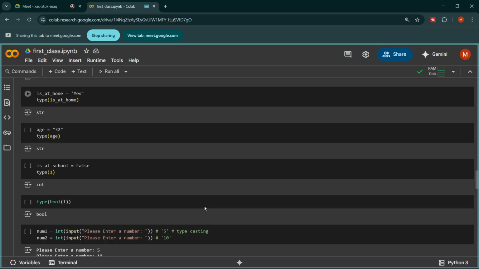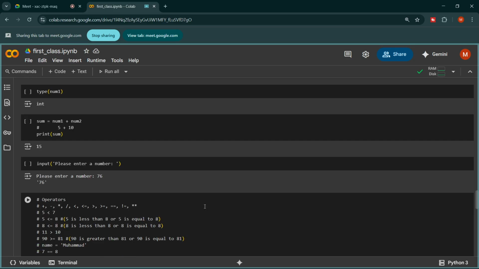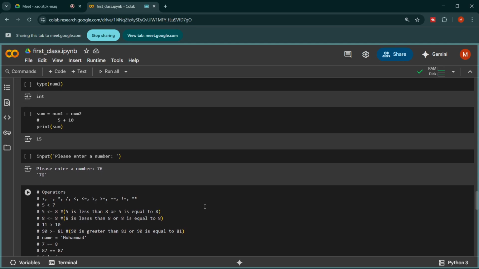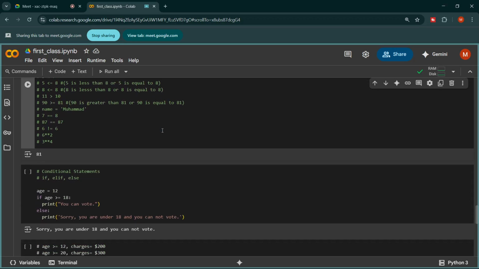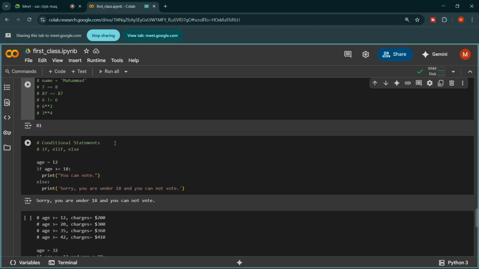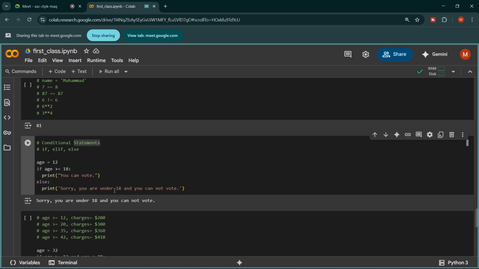So yesterday we actually did two topics. The first one was operators, where we discussed what the different types of operators are. I have written a few of those operators here, and we understood how we can use them. Then we discussed conditional statements and how we can write them. What is the syntax for writing conditional statements in Python? So we discussed this thing.